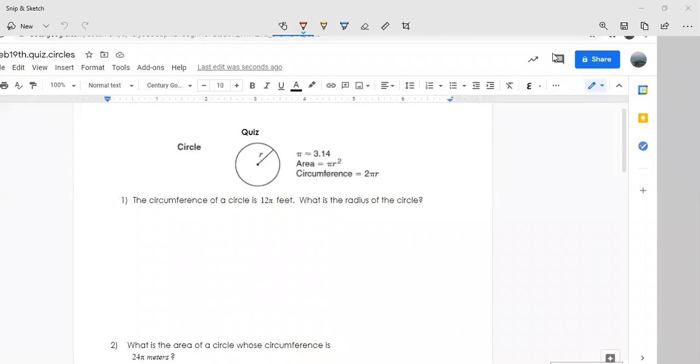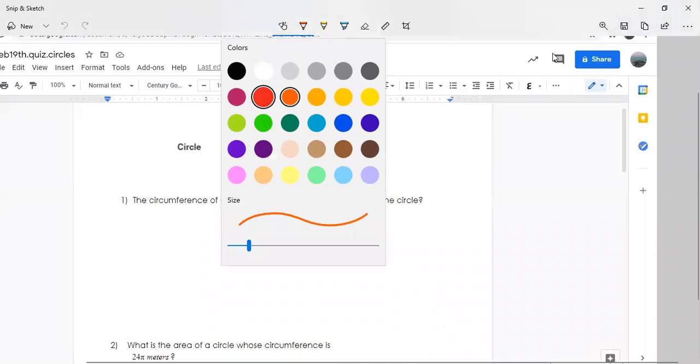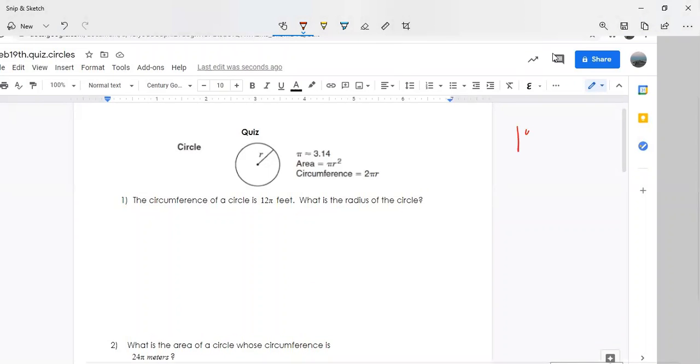Okay, so this is the quiz that I gave you guys last week. So I'm gonna do all the questions. So the first question, it says the circumference of a circle is 12 pi feet. Some of you got confused when you saw 12 pi. This is just a number. This is just 12 times 3.14 feet. So this is just a number.